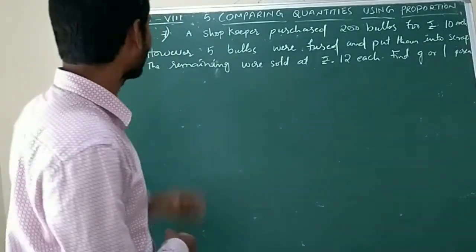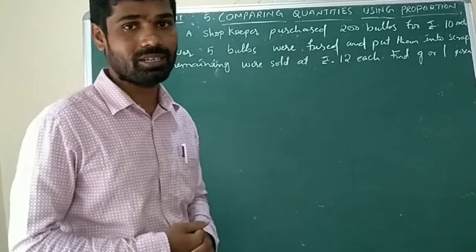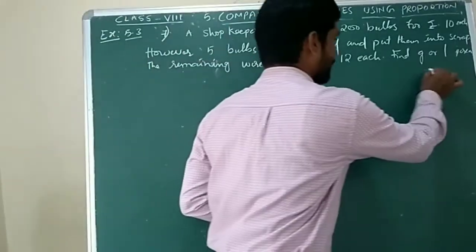See one more problem. Here a shopkeeper purchased 200 bulbs. Okay, 200 bulbs.